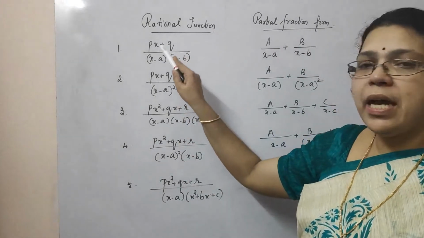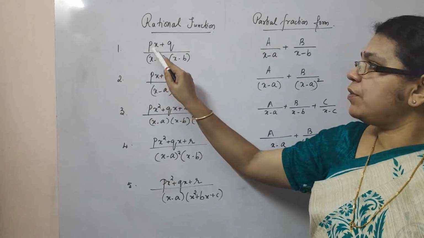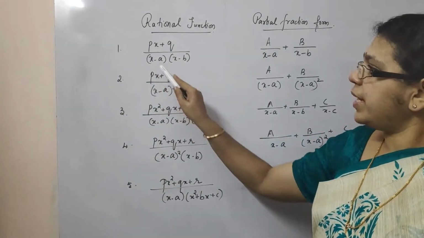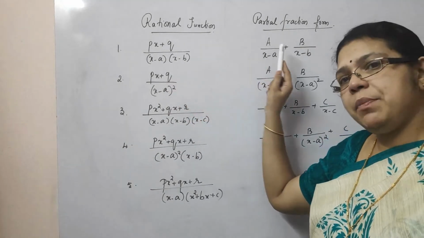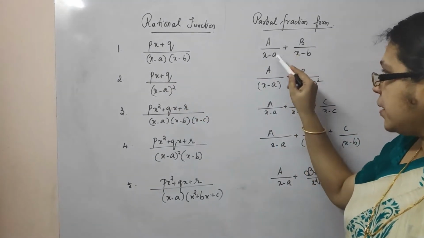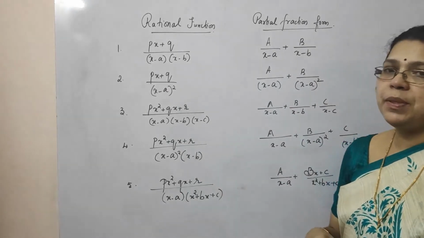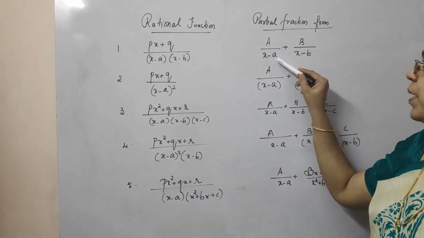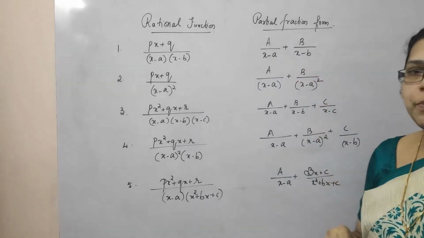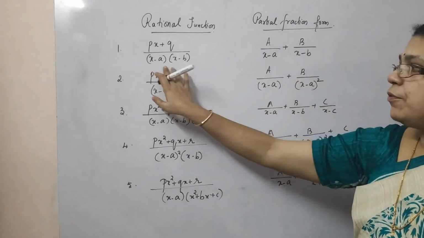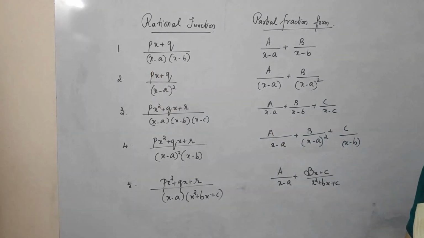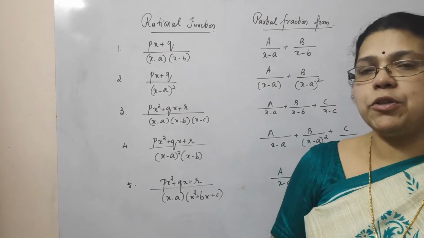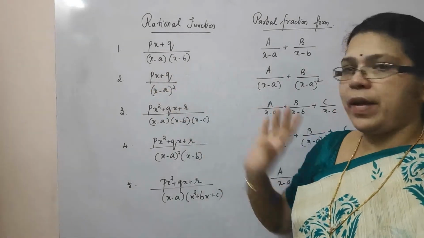So, the only thing you have to keep in mind is when the expression is of the form px plus q by x minus a into x minus b or x plus a into x plus b, the same thing is applied. Which way? A by x minus a plus B by x minus b, or A by x plus a plus B by x plus b, whichever way it is. So, if the denominator can be split into two factors, it is a quadratic function, so it can be split into two factors.